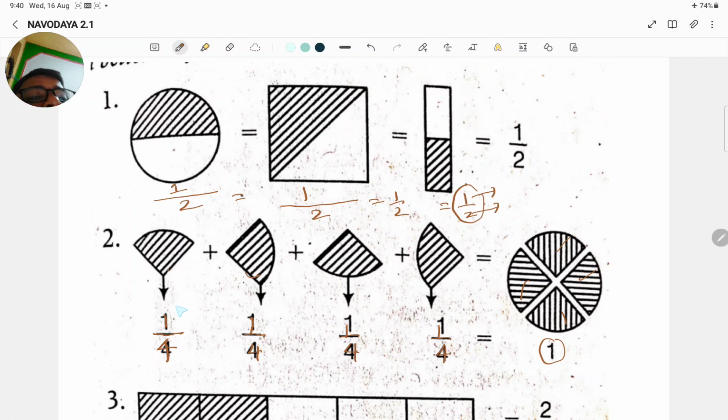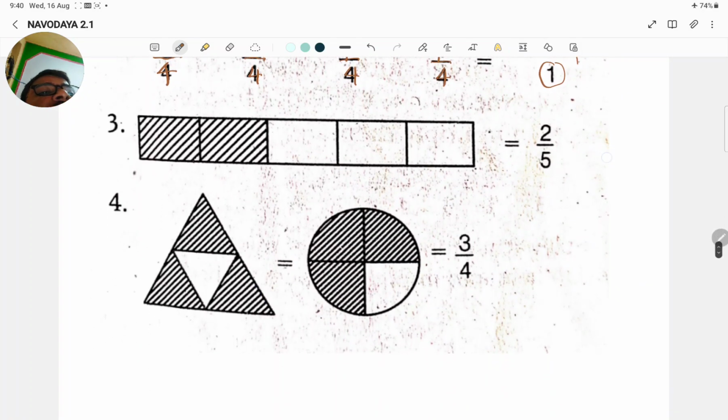How much is this part? It is a 1 by 4 part. This is also a 1 by 4 part. This is also 1 by 4. This is also 1 by 4. If this is 1 by 4, 1 by 4, 1 by 4, 1 by 4, how much will you get in total? Again 1. Okay? Next class you will learn it very clearly.